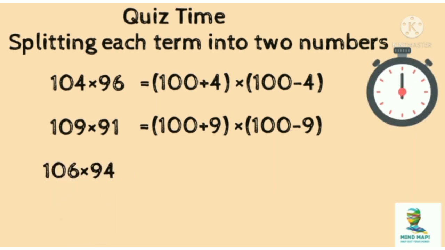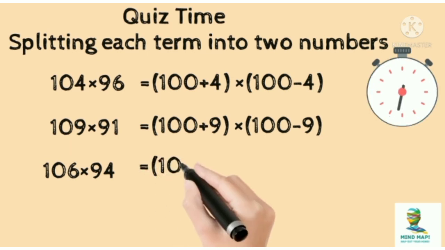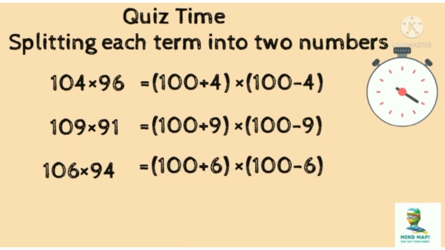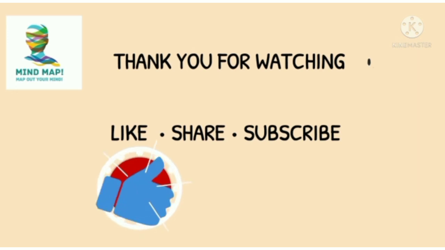Next, I have 106 into 94. To get 106, I should add plus 6 to 100. And to get 94, I should subtract 6 from 100. That's it for today.